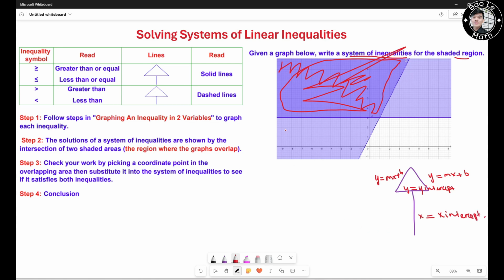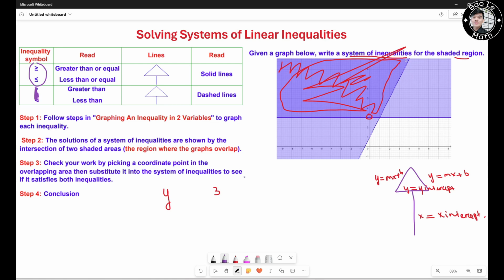Alright, now you see the horizontal line right here. So this is actually y equals the y-intercept. And the y-intercept is right here. It's going to be 3, right? So I put y and 3 right here. Now I need to determine if I have greater than or equal to or less than or equal to. Because I have a solid line right here, I need to rule out these two cases. Okay, I only have this one left.